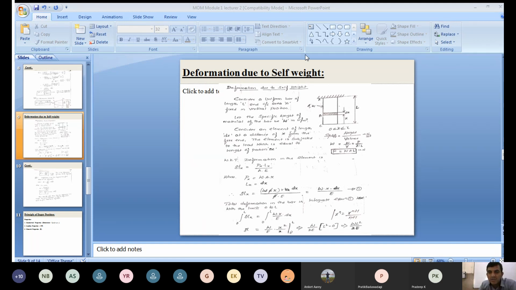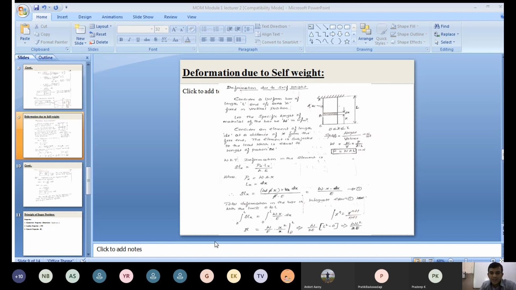But I need the total deformation in the bar. Then what will I go for? Integrate that element with the limit, variable x from 0 to L. Now the total deformation in the bar is obtained by integrating equation 1 with the limit 0 to L. On the left side you integrate 0 to L, delta Lx, you get total deformation delta L.